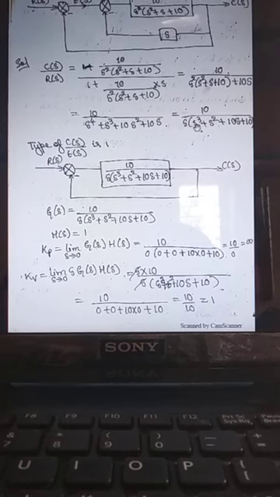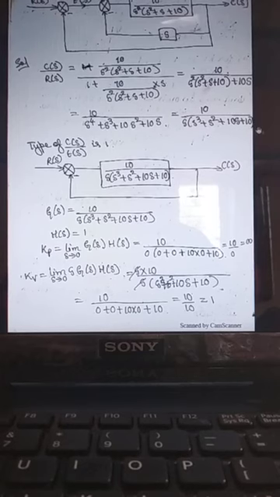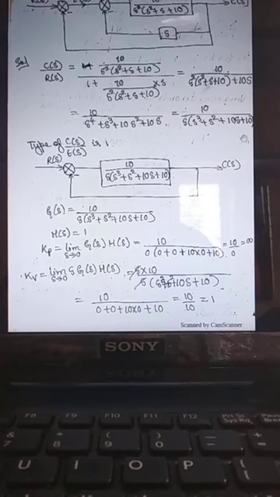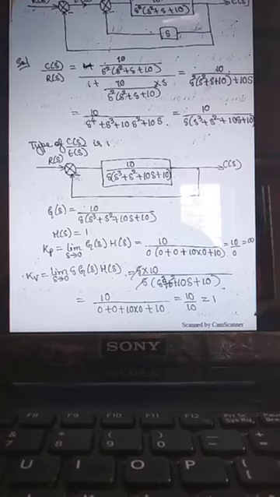If you take common s, you will get s into (s to the power of 3 plus s square plus 10s plus 10). This type of control system is type 1. Why do we call it type 1? It is 1 by s into C(s)/R(s), that means it is 1 by s into this value. If it is 1 by s square into this value, then it is type 2. If there is no s, then this is type 0. Now this one is a type 1 system.